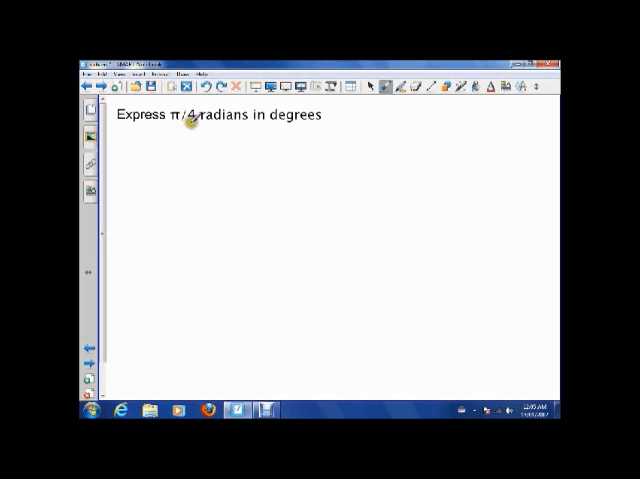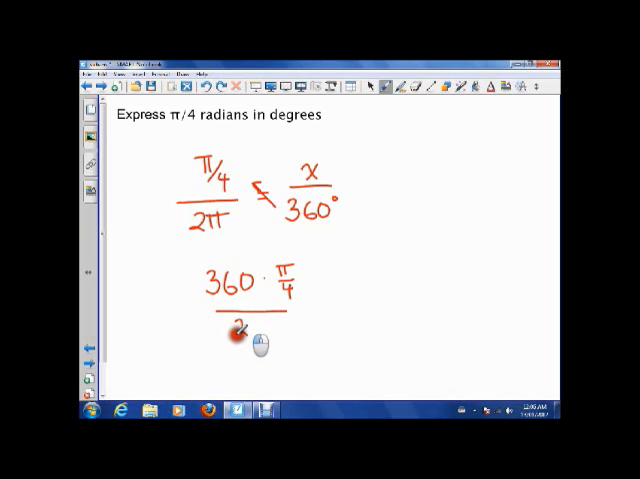Now what if I want to represent pi by 4 radians in degrees? Well, nothing really changes. It's just that now I know that pi by 4 is out of 2 pi, and what I don't know is what it's out of 360. So now I'm just trying to figure out the degrees. Again, we cross multiply: 360 times pi by 4, and then divided by 2 pi, and that's going to be x.